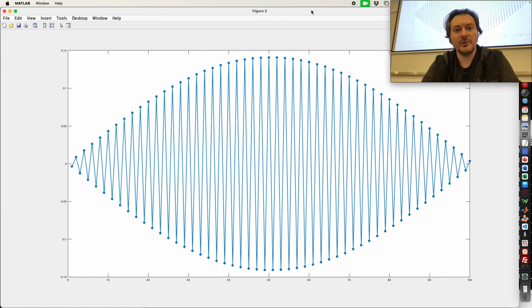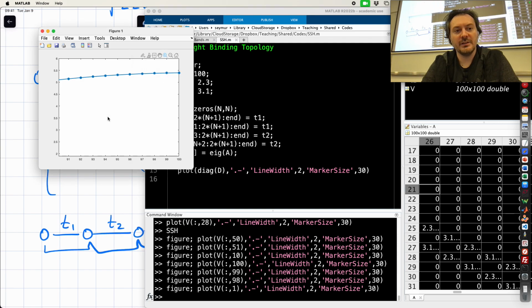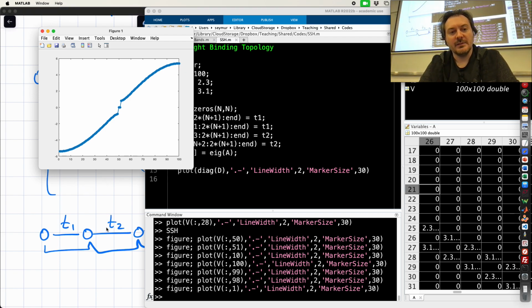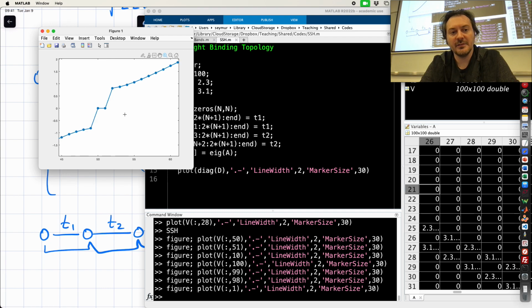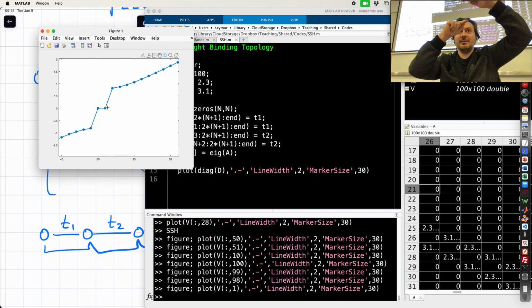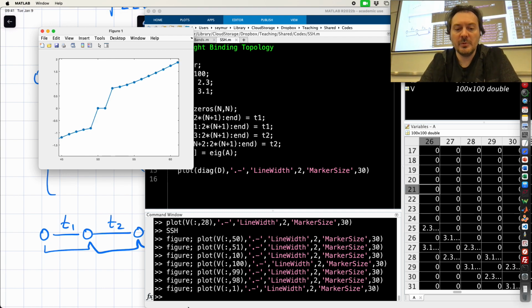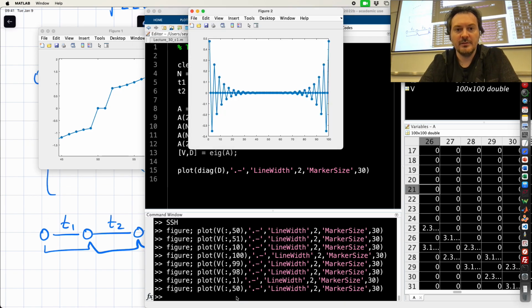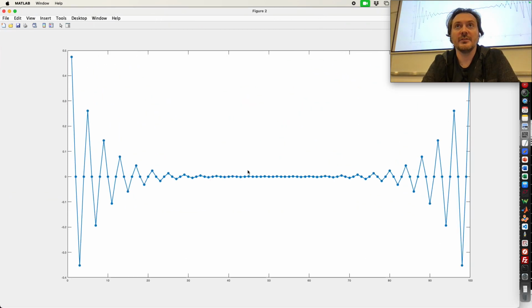Okay, so this was the topologically non-trivial state. Did you see the topologically non-trivial state, Ata? No? Look, these are bands, and there's a topologically non-trivial state right in the middle. And when we plot it, we get states localized at the edges.